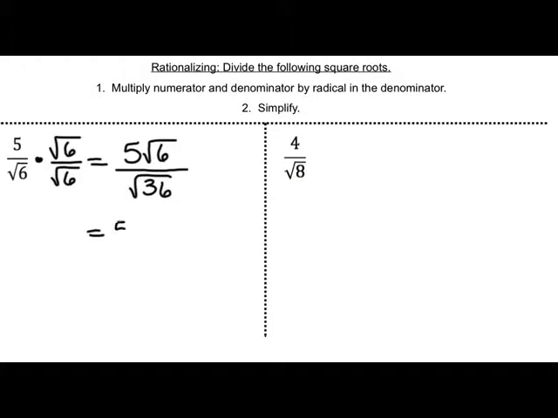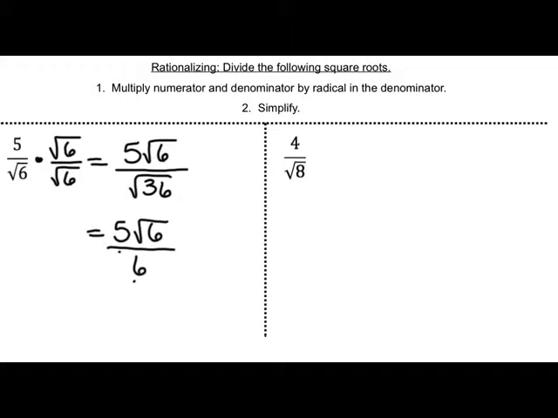So I have 5. Square root of 6 has no perfect squares, so it's just square root of 6, all divided by the square root of 36, which is 6. My whole numbers are 5 and 6, and 5 over 6 will not reduce. Let's try one that does reduce.